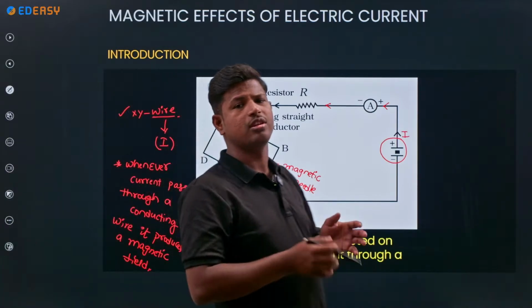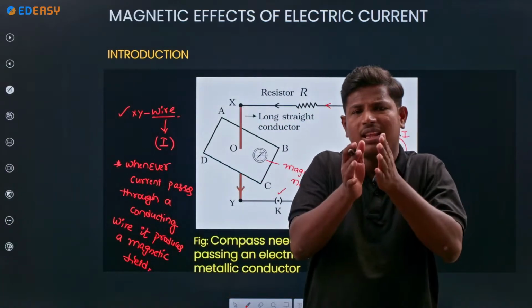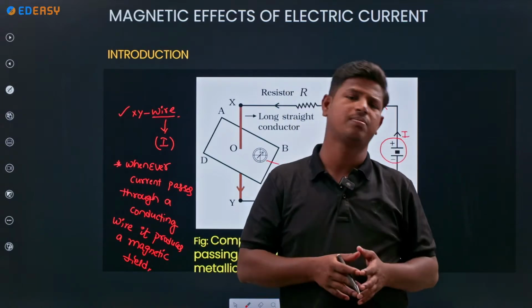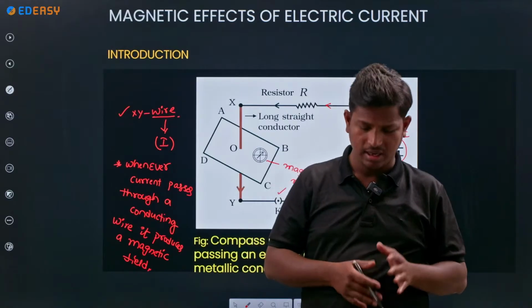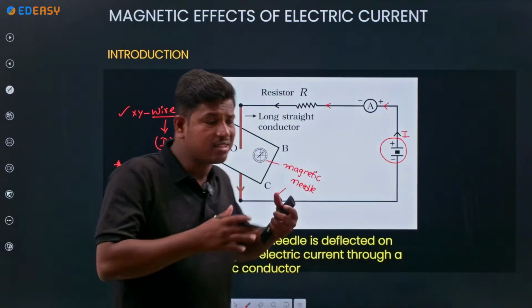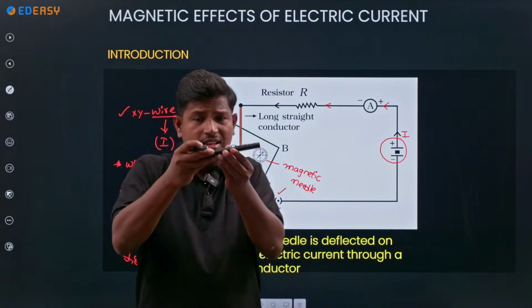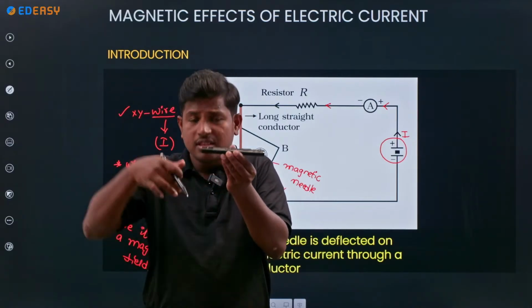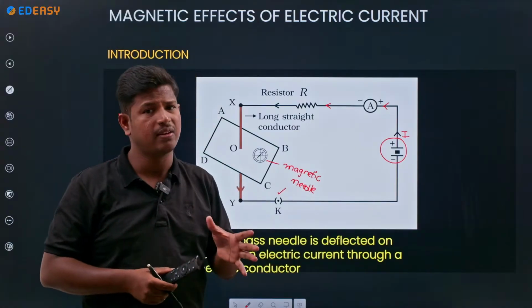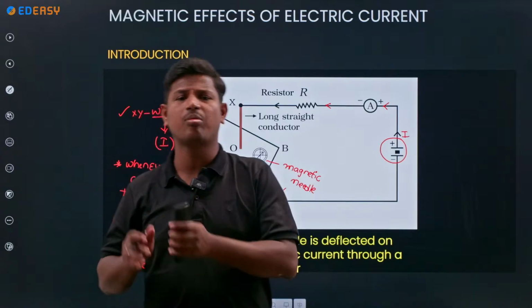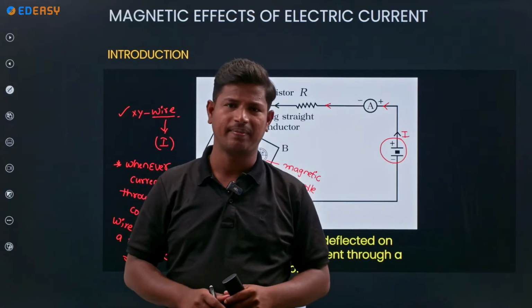In the Oersted experiment, what they said is that whenever electricity passes through a wire, a magnetic field is produced. If electricity passes through me, I also produce a magnetic field. If electricity passes through this material, it also produces a magnetic field. So whenever electricity passes through a wire, it produces a magnetic field.